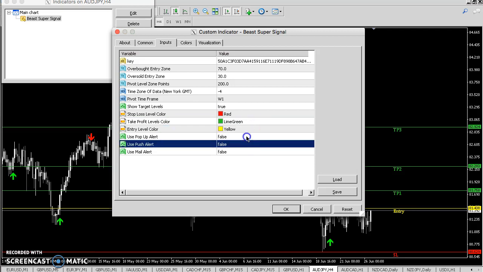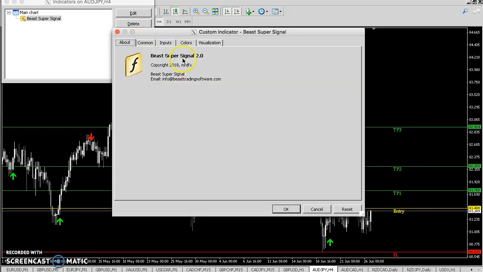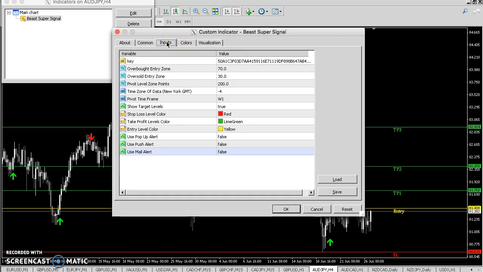And then we have the pop-up alerts, push alerts and mail alerts. So you can get notifications depending on how you want. I think that's pretty much the settings. As you can see, the settings are very basic, guys. The indicator has been optimized as it is. There isn't much that needs to be edited or changed, but there are a few features that you can change to your liking if you wish to, but the default settings as they are have been optimized already.